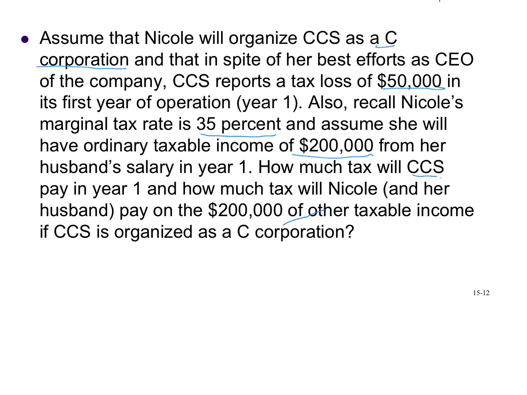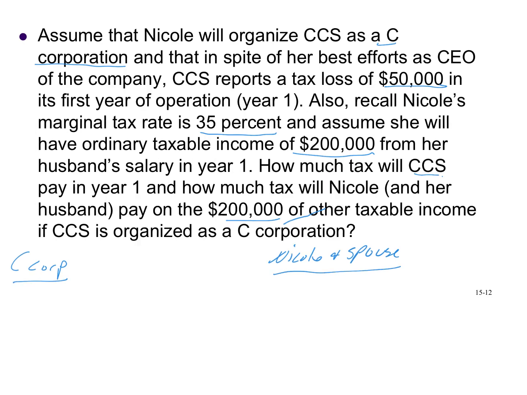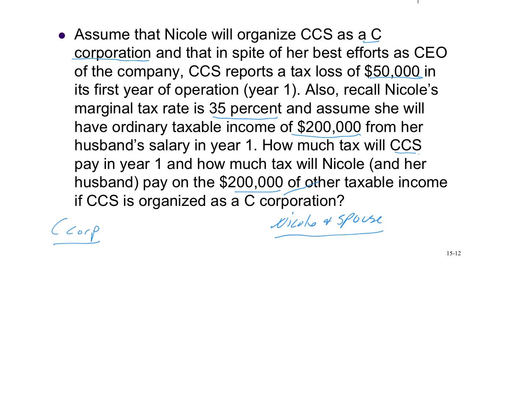So how much tax will her C corporation pay in year one? And how much tax will Nicole and her husband pay on that $200,000 of other taxable income if this business is organized as a C corporation? I'm going to pause for just a minute. Now let's set this up. We've got the C corporation, and we've got Nicole and spouse. What do we know about losses for C corporations? Well, losses for C corporations are contained within that C corporation. They're stranded in that C corporation.